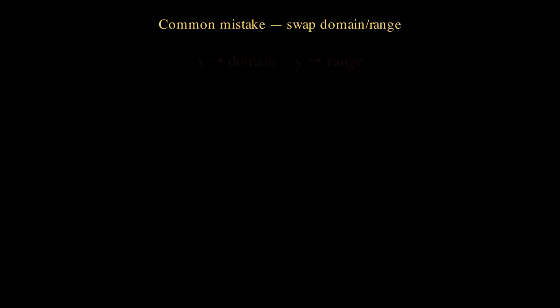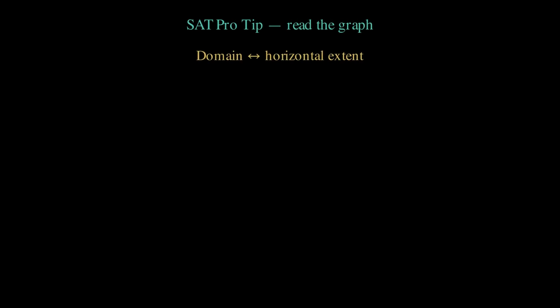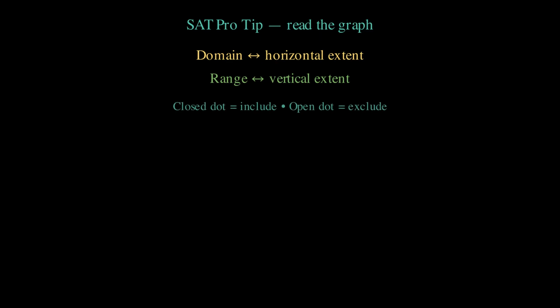Common mistake: you correctly find the allowed x values, then accidentally report them as the range, or vice versa. Remember, domain lives on the x-axis thinking. Range lives on the y-axis thinking, even when the question is purely algebraic. CTTT pro tip: if you're given a graph, scan left to right for the domain, because that is the x-span covered by the curve. Scan bottom to top for the range, because that is the y-span covered by the curve. If endpoints are filled in, include them. If there is an open circle, exclude that boundary value.